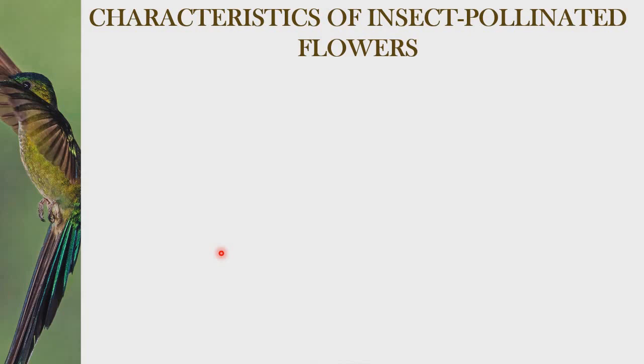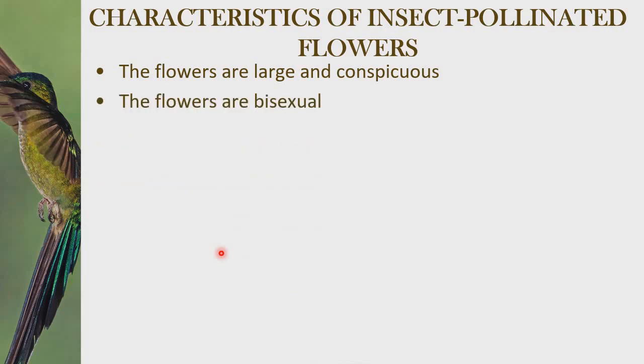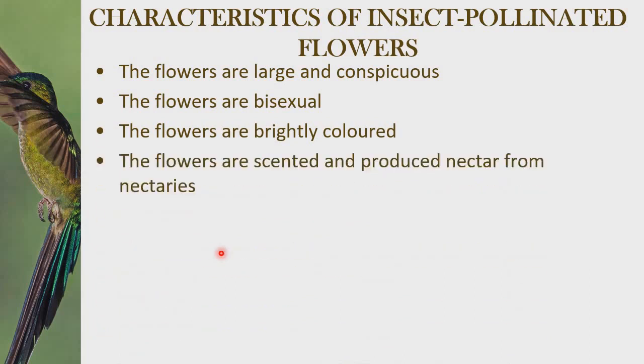Now, the characteristics of insect pollinated flowers. The first is that they are large and conspicuous. They are visible and clear. They are also bisexual flowers. The flowers are brightly colored to attract the insect. They have a good scent and produce nectar from nectaries.